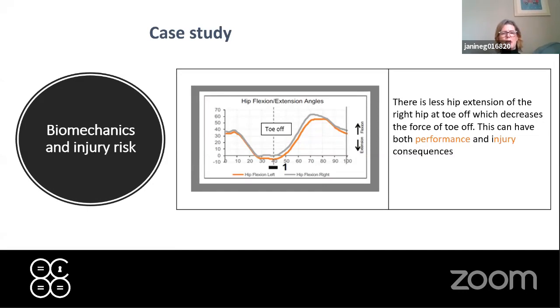This was one of my runners who had presented with injury, a long history of injury. And really this is one of the graphs that we generate from our running analysis. And what you can see from this is that there is less hip extension on the right side. In fact, they don't really go into hip extension at all. The hip really goes to neutral and doesn't extend into extension. And so based on this case study, we then went and evaluated this athlete.